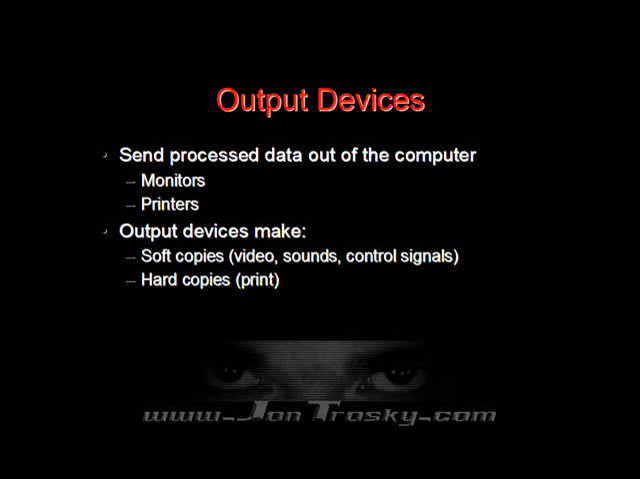Moving out of input devices, we're now going to talk about output devices. These send processes and data out of a computer. Output devices make soft copies and hard copies. Soft copies are pretty much anything that you cannot touch. In other words, your video, your sound, and control signals. Hard copy is like a piece of paper coming out of a printer.